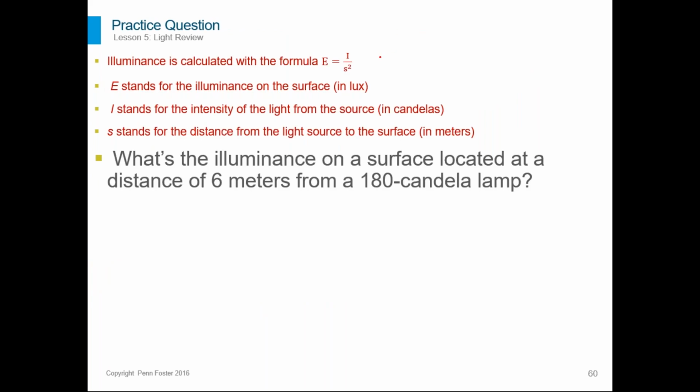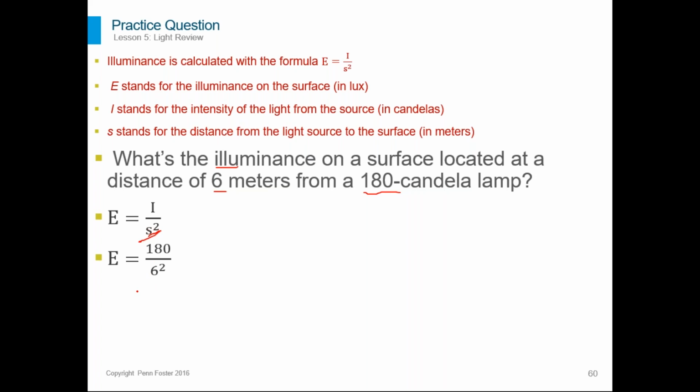I just wrote our words up here so we remember what stands for what. E is illuminance, I is intensity, S is distance. And our question: what's the illuminance on a surface located at a distance of 6 meters from a 180 candela lamp? We're looking for illuminance, that's E. We know the distance is 6 and our intensity is 180. So this shouldn't be too bad. We have our formula and we just put the numbers into it. Intensity is 180, distance is 6. We remember it's distance squared, so we have 6 squared.